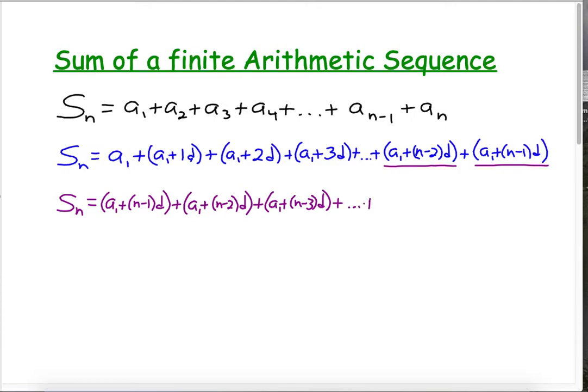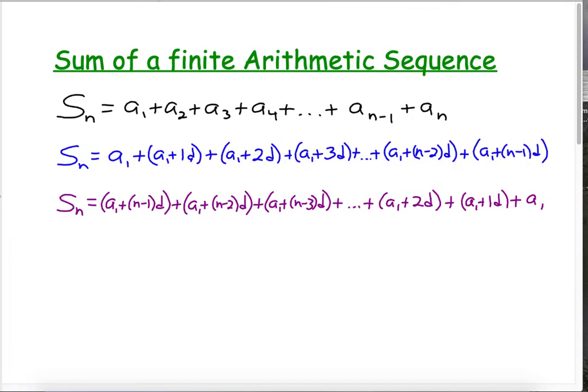And we keep going, and eventually we're going to get down to these last couple, and we're going to get a sub 1 plus 2d, and finally we'll get, oops, no, we got 3 more, a sub 1 plus 1d, and then lastly we have a sub 1. Okay, so now look what we have here.